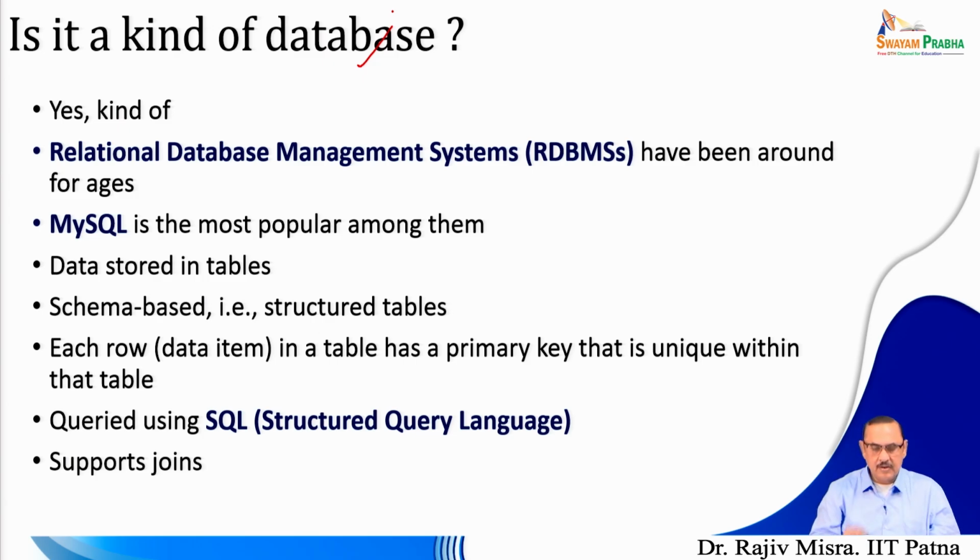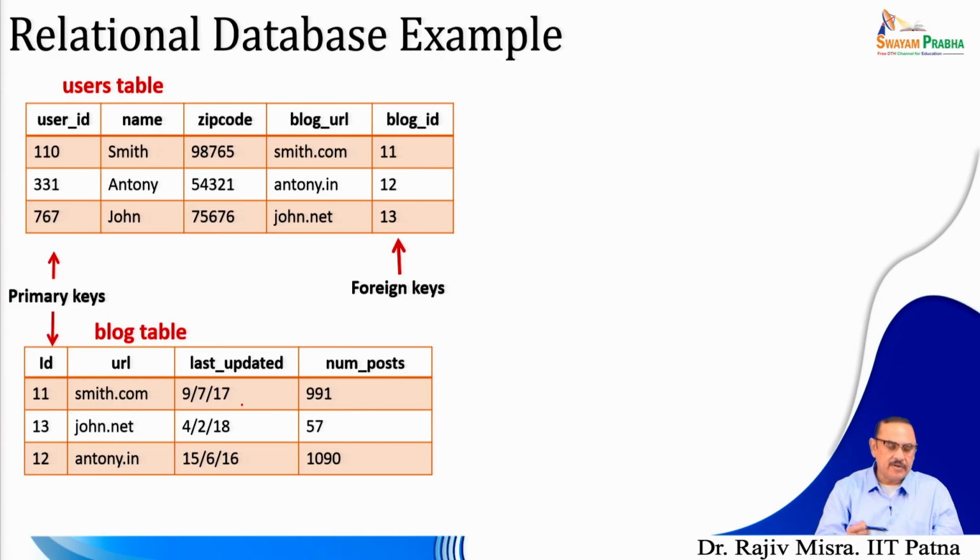So, is it a kind of database, a key value store? Yes, it is a kind of database, but it is quite different from RDBMS or MySQL that we have now seen, which normally supports a language that is called a query language, and in that query language you can see that operations such as joins are often there. So, take this particular example of a relational database. The relational database now has two tables. One table is called the user table, the other table is called the blog table. These two tables can be combined with the help of foreign keys.